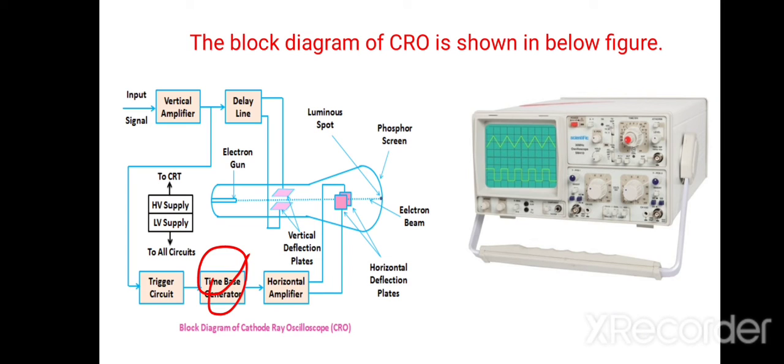Every instrument needs a power supply to work. The power supply section of the CRO generates two levels of DC voltages. A low voltage is used for working the electronic circuits, and the high voltage level is used for the anode of the cathode ray tube, CRT. The voltage generated is in the order of thousands, up to 1500 volts. We need a power supply for this.